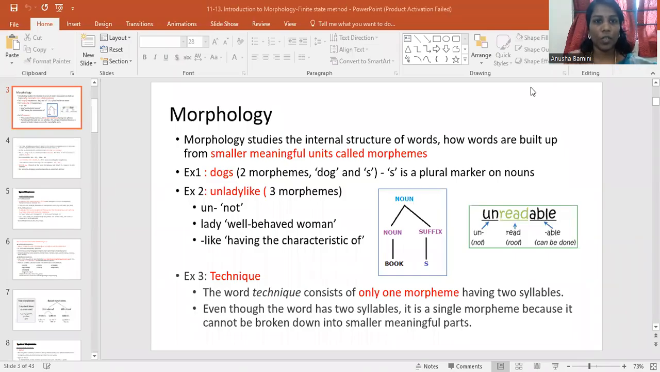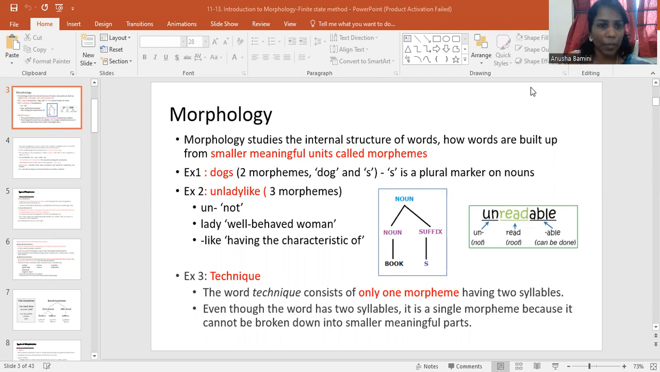Hello all. In today's lecture, we will learn about morphology in natural language processing. At first, we have to know the definition of morphology. Morphology means identifying the internal structure of a word, or identifying the meaning of the word. Identifying the particular meaning or unit is known as a morpheme.